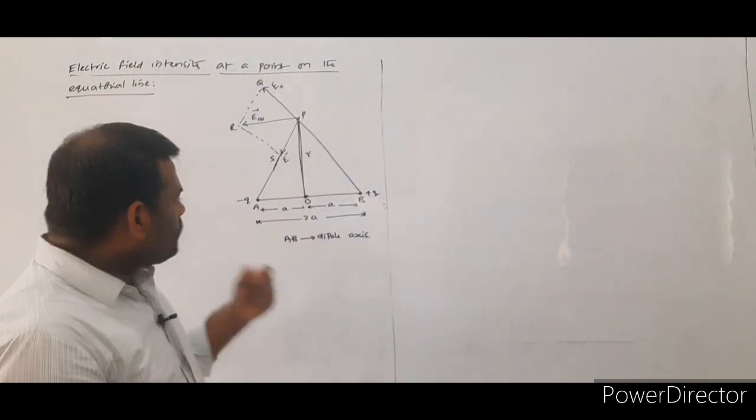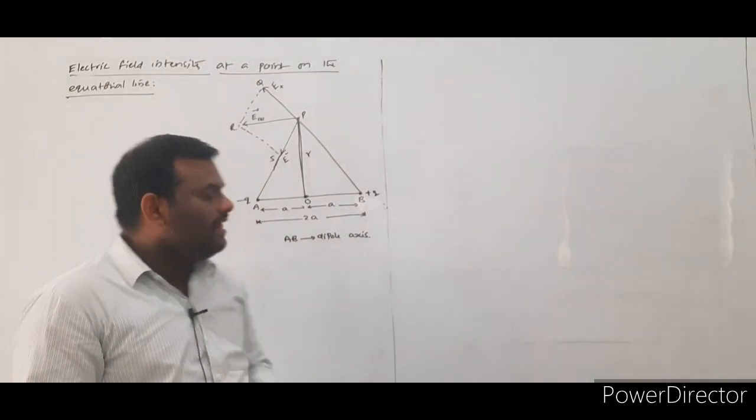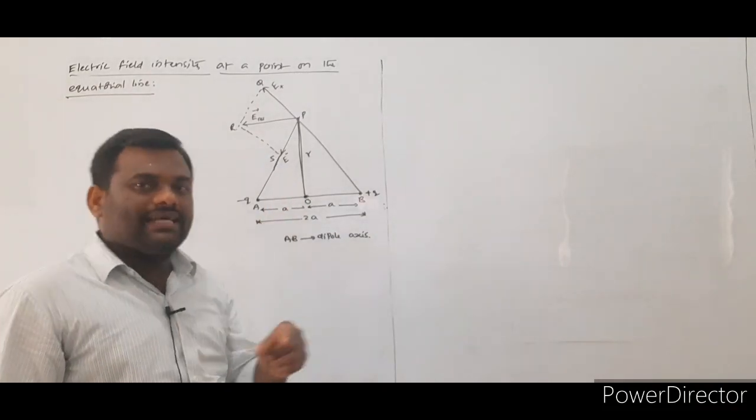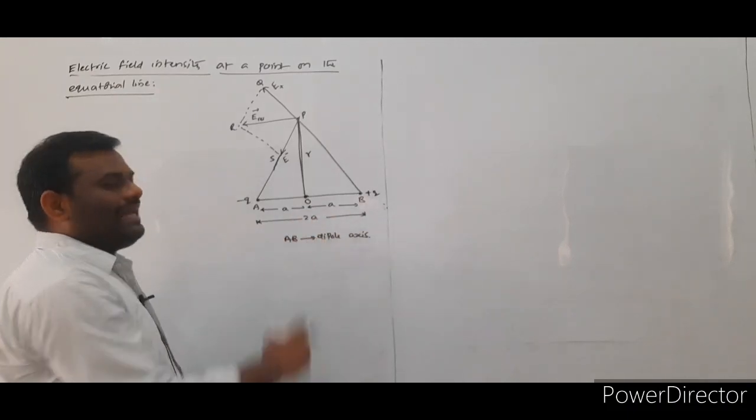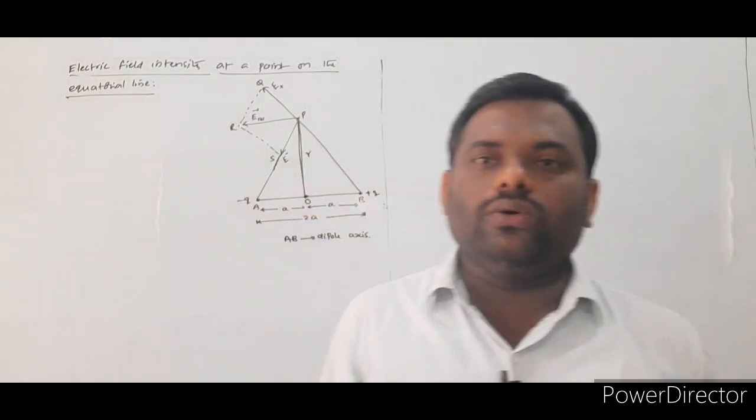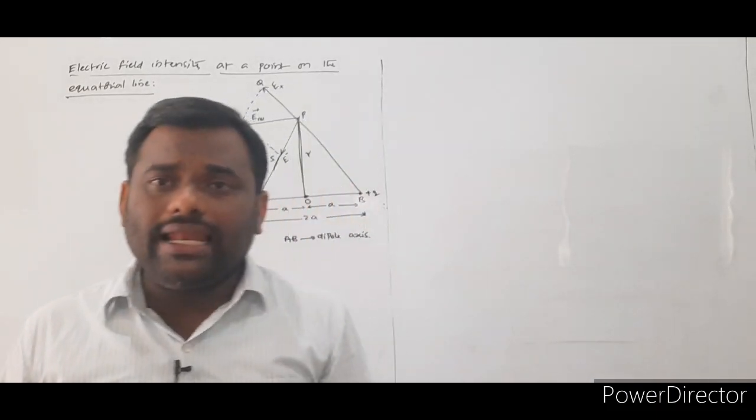So if you draw an imaginary line which is passing through the center of the dipole, and that is also perpendicular to the dipole axis, such a type of line we call the equatorial line. So that is the definition of the equatorial line.